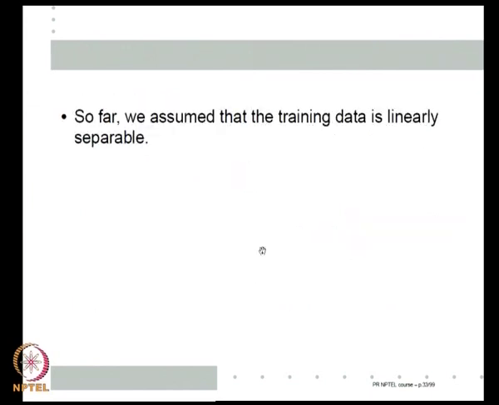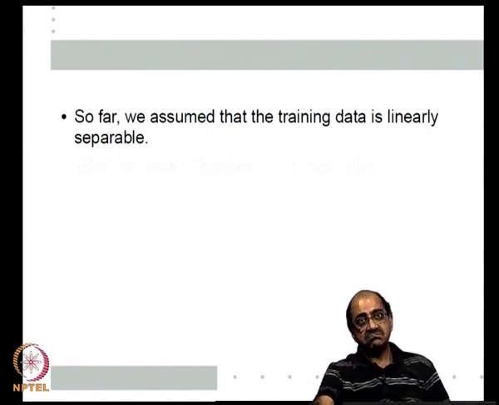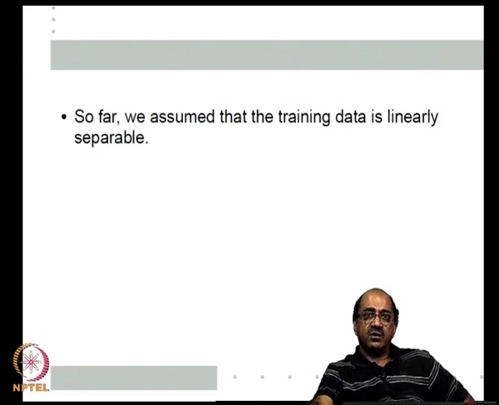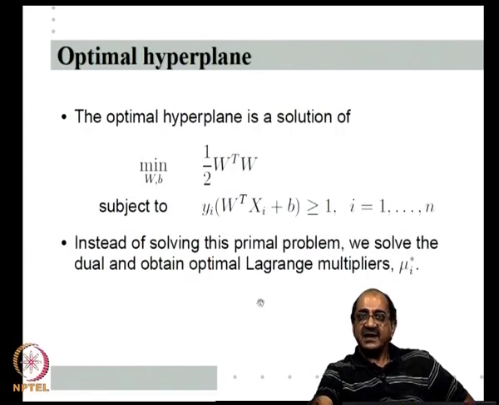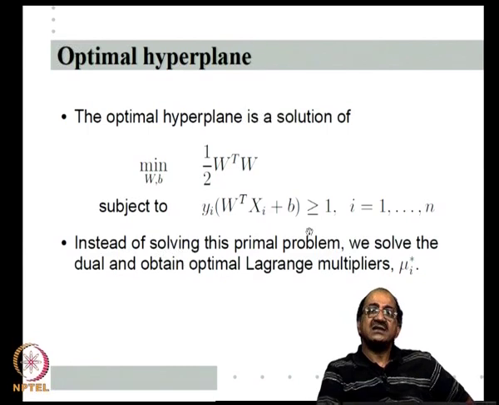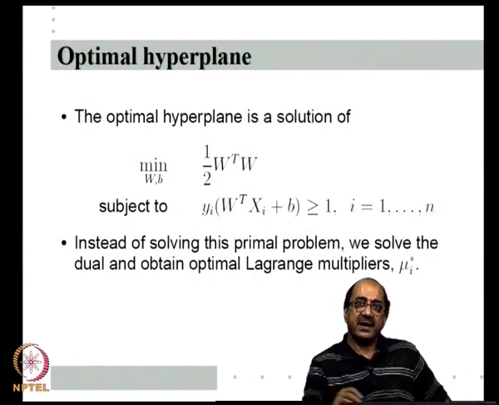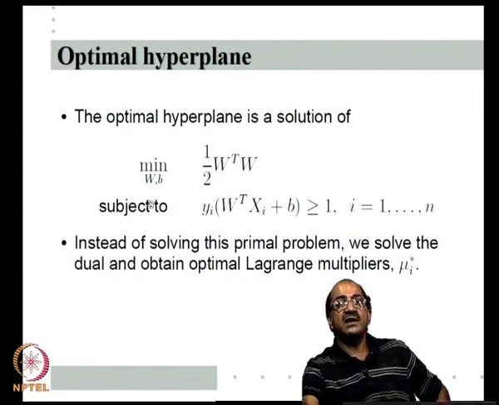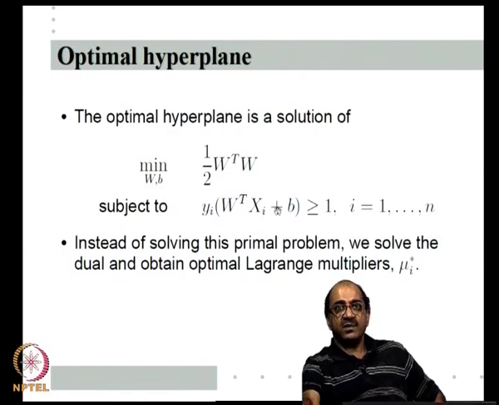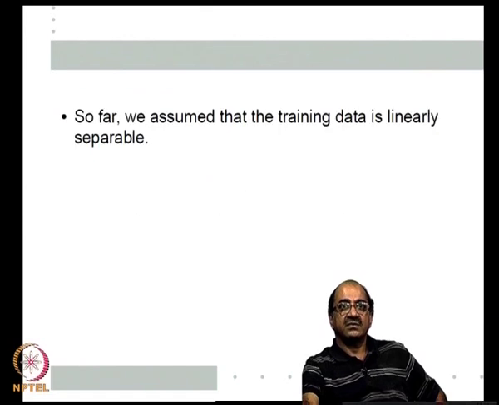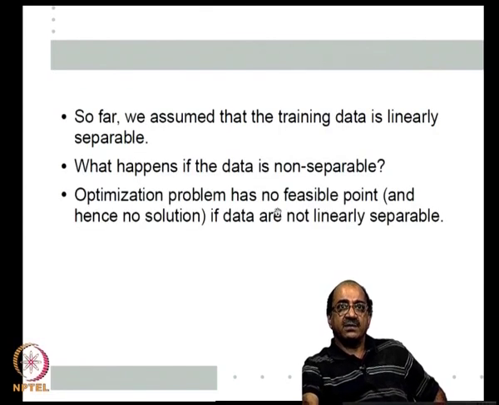Now, in all this we assume that the training data is linearly separable. What happens if the training data is not separable? What do you mean by training data not separable? It means there will not exist a w and b to satisfy these constraints. These constraints are satisfied by a w, b only if w, b is a separating hyperplane. If there does not exist a separating hyperplane because training data is not linearly separable, then there will not be a w, b that satisfies the constraint. That means there is no feasible point for this optimization problem. If there is no feasible point, obviously there is no optimal point. So if the data is not separable, the optimization problem has no feasible point and hence no solution.